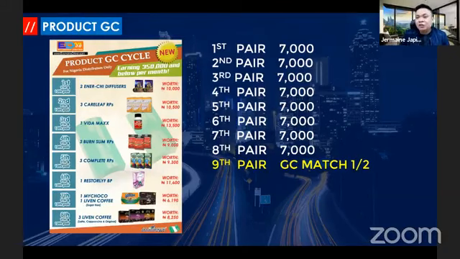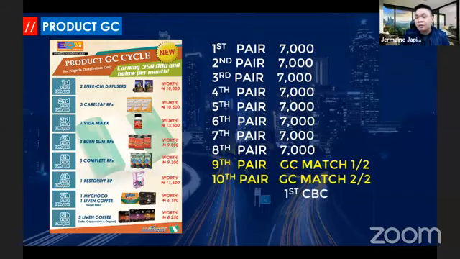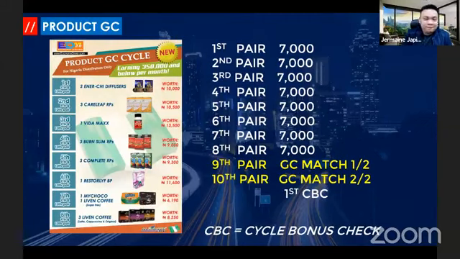It means your 9th pair is not 7,000, but it is a 1/2 GC. So if another person joins you and you encode it again on your weak leg, that will now be your 10th pair. That will give you GC match 2/2, and that's the time you will show a product GC. That will be your first CBC, or we call it a cycle bonus check. Are we clear? Cycle bonus check.